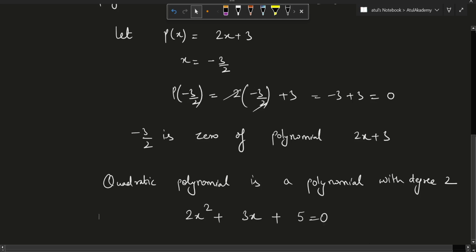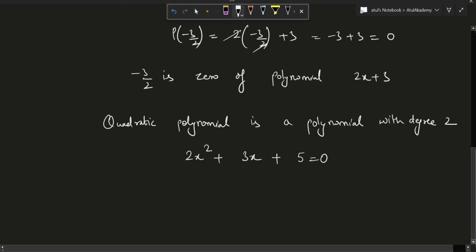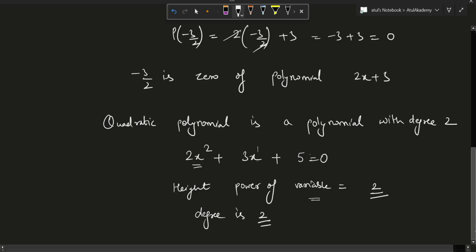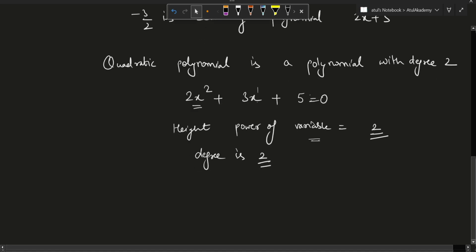Now over here, the highest power of the variable is 2. Here x square, this is x raised to 1, here x raised to 0. So the highest power of the variable is 2. So we say that the degree is 2 over here. So a quadratic polynomial is a polynomial with degree 2. Now, a quadratic polynomial also has a standard form. So what is the standard form for the quadratic polynomial?